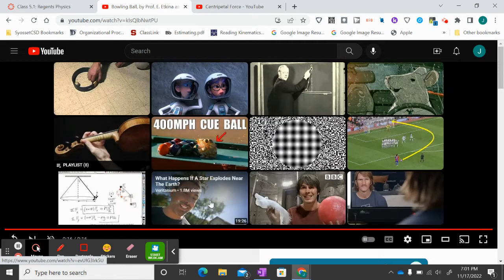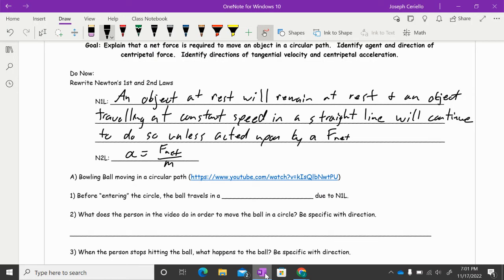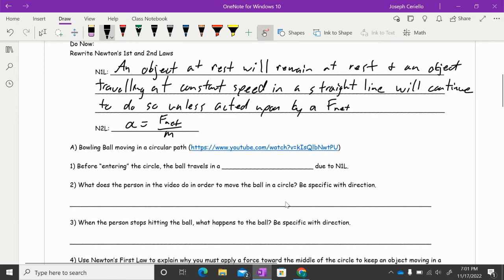All right, so let's talk about this video for a bit. I'm just going to replay it and then pause it. So we might come back to it. Before entering the circle, think about the ball's motion. How is the ball moving before the hammer hit it? It was moving in a straight line. And that's what Newton's first law tells us is going to happen. It's going to move in a straight line at constant speed.